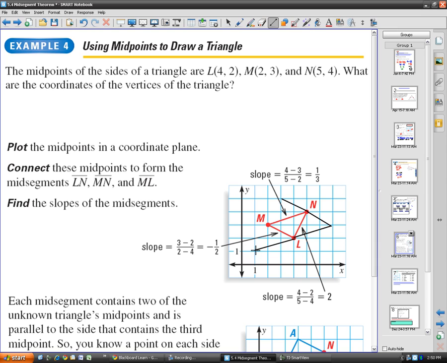So I only have one more side to go. Hopefully these two guys will connect, but we're going to check just in case. To go through M, I need to go up 2 and over 1. So if I go up 2 and over 1, there's 1. Hey, that connects. If I go down 2 and back 1, there you go. So the black lines are my triangle that goes through those midpoints, and the red lines are the midsegments.